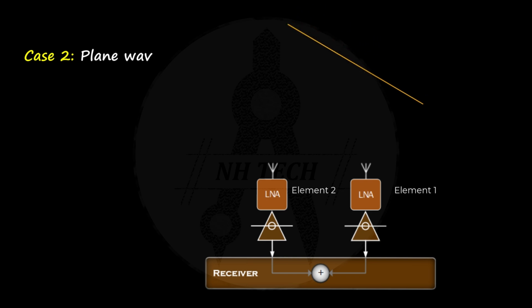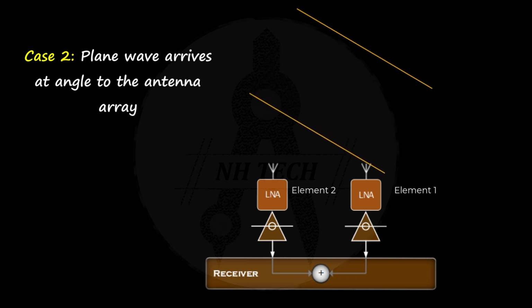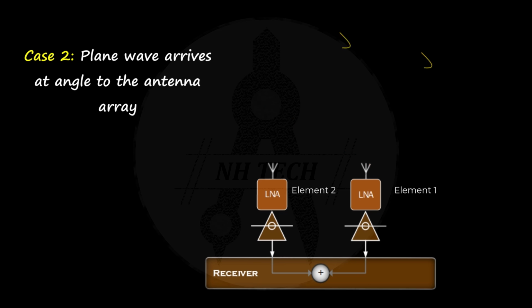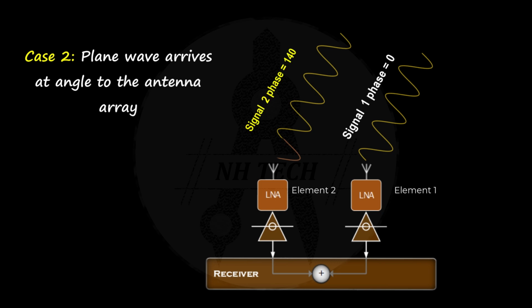Now suppose the satellite moves, and the incoming wave arrives from some angle instead of straight ahead. This means it reaches the first antenna element slightly before it reaches the second. Even though this time difference is extremely small, often only a few picoseconds or nanoseconds, it creates a measurable phase difference. This phase difference is created because one signal has to travel more distance as compared to the other. In this case, this phase difference is 140 degrees.